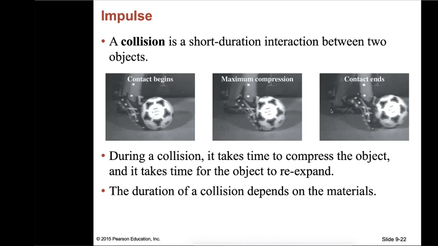So that's a typical collision. A collision is a short duration interaction between two objects. In this example, the two objects are the football and the foot. During a collision, it takes time to compress the object, and it takes time for the object to re-expand, as you see in this picture. The duration of a collision depends on the material.